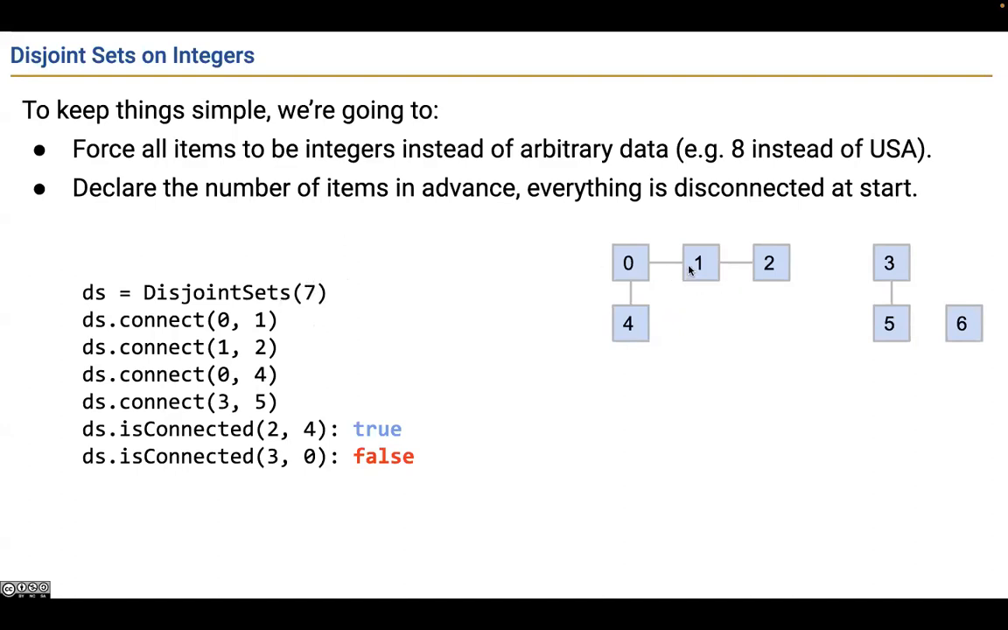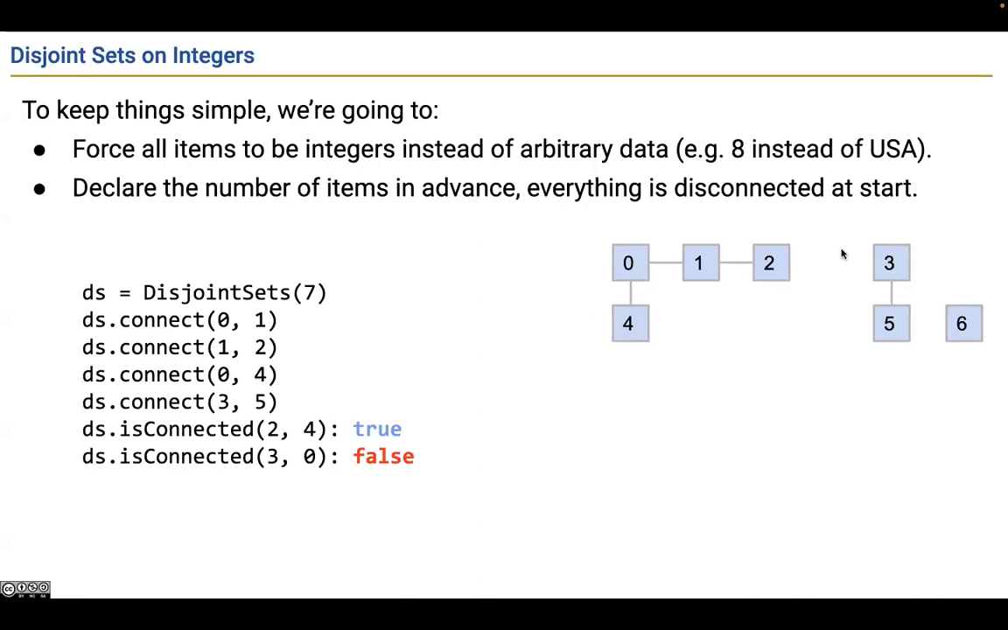Let's connect 0 and 1. Okay, there's the connection. Let's connect 1 and 2. Let's connect 0 and 4. Let's connect 3 and 5. And let's ask some questions like, are 2 and 4 connected? Well, there's 2, there's 4. They're part of the same kind of blob of connected things, so the answer is true. But are 3 and 0 connected? Well, there's no connection between 3 and 0, so I say false.